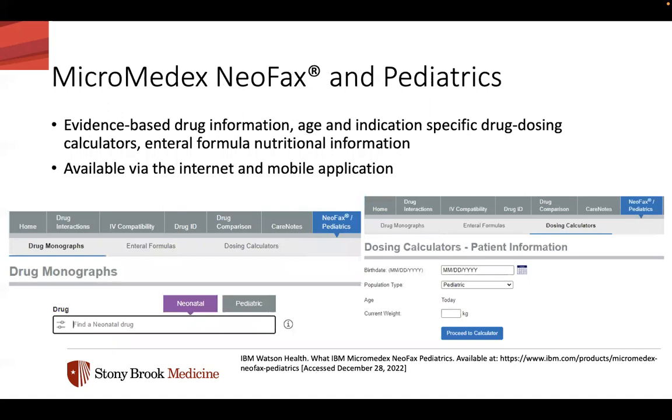Now, Micromedex has NeoFax in Pediatrics. This is very similar to Lexicomp. It includes drug monographs and dosing calculators. On the right, that screenshot is actually of one of the dosing calculators. You would put in their age and their weight, then proceed to pick a drug, and it would provide you with a weight-based dose, which is very neat. It also has enteral formula information. So if you ever had any questions pertaining to that, you could find that information there as well.